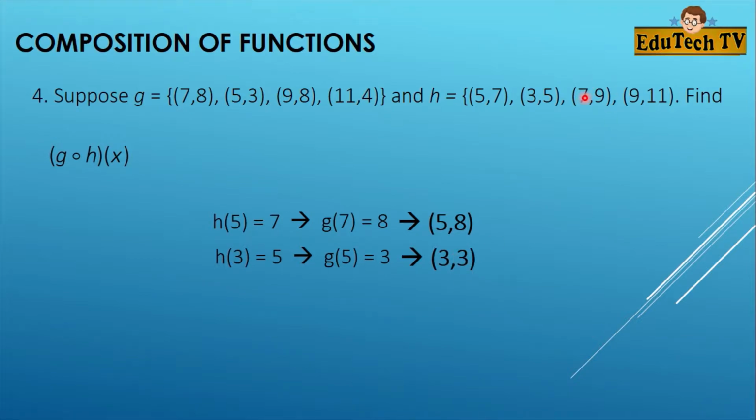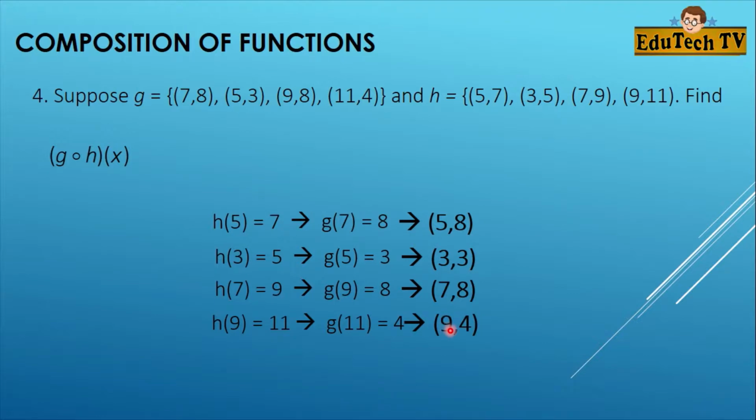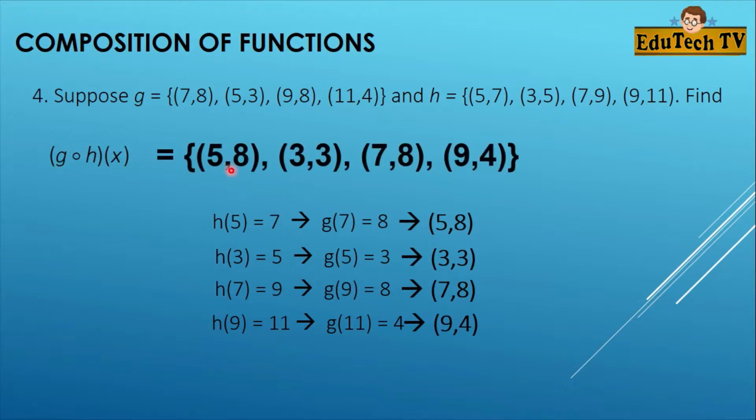Next is, of course, 7. H of 7 is 9. And then we have g of 9 equals 8. So, therefore, we have (7, 8). Lastly, we have h of 9 is equal to 11. Then g of 11 is equal to 4. So that's why we have another pair, which is (9, 4). Now, the final answer would be the composition of g and h of x is equal to {(5, 8), (3, 3), (7, 8), (9, 4)}.